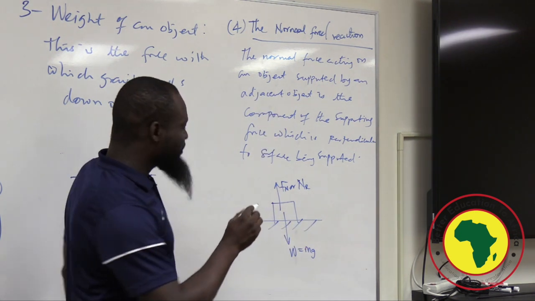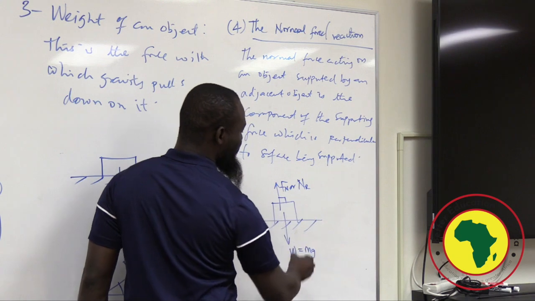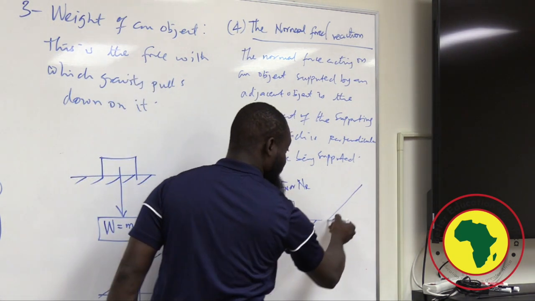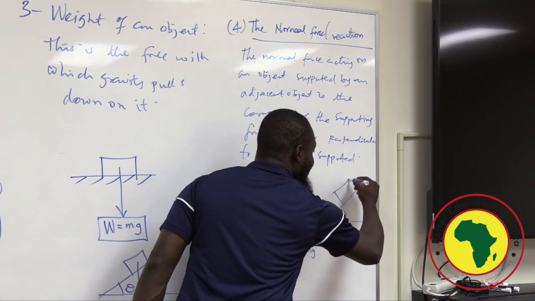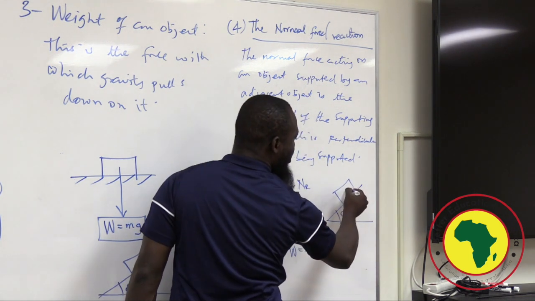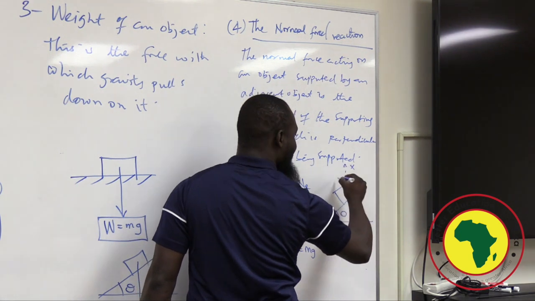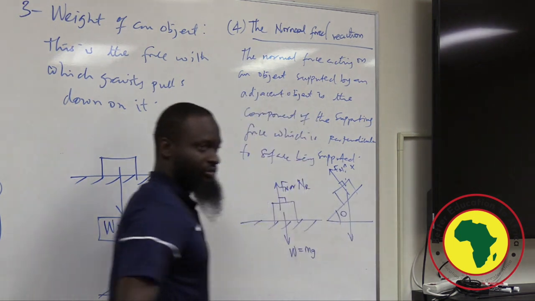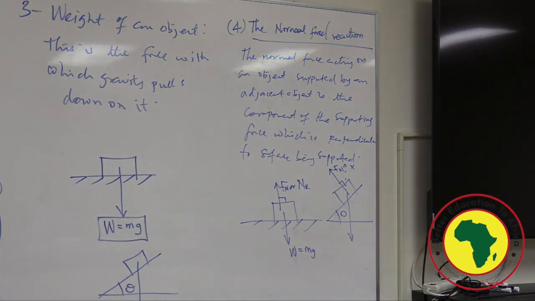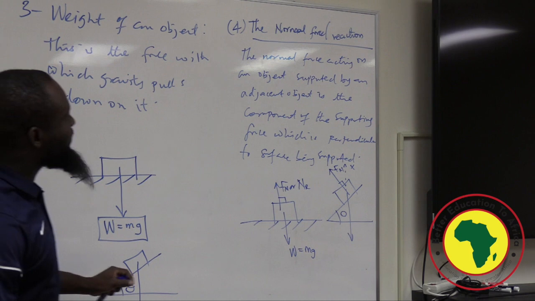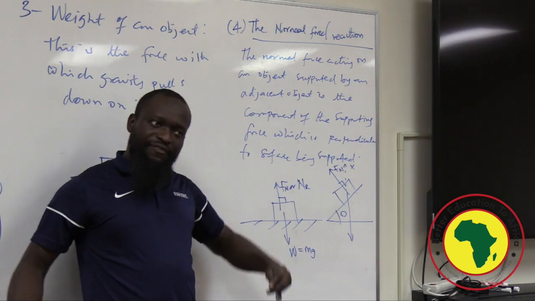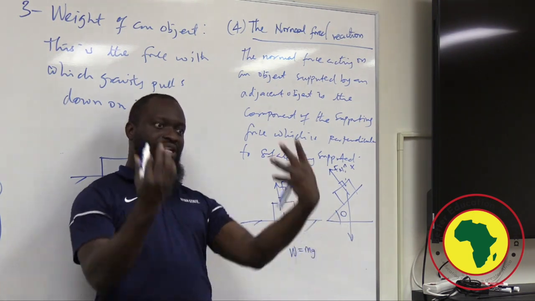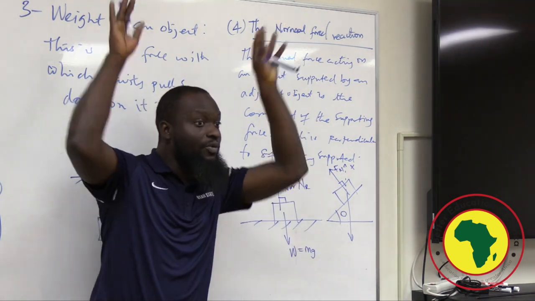But how do you know the direction corresponds to the perpendicular direction to the surface? It's always perpendicular. So on an inclined plane, your weight is always going down, but your normal force will not go up. Your normal force will always be perpendicular to the surface, so on an inclined plane it will be in that direction. It's the component of the supporting force. If I have a weight that is bigger than what the table can withstand, the table cannot give me a normal force to balance my weight. The table will break down.